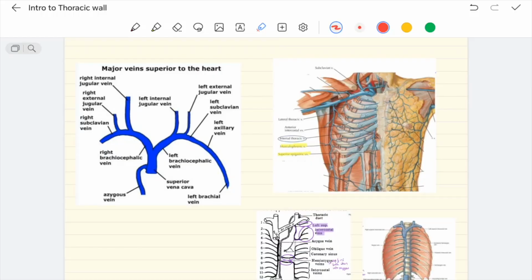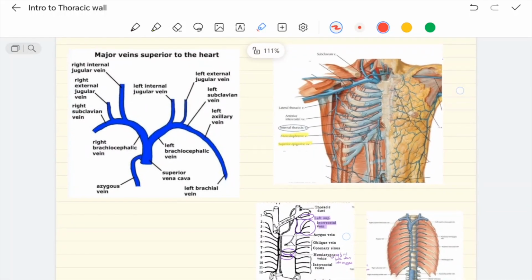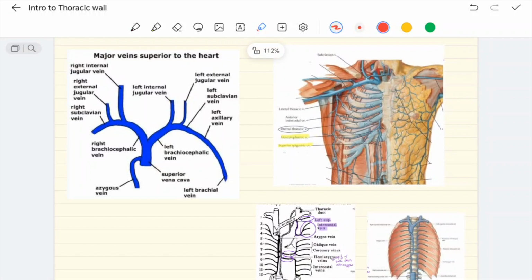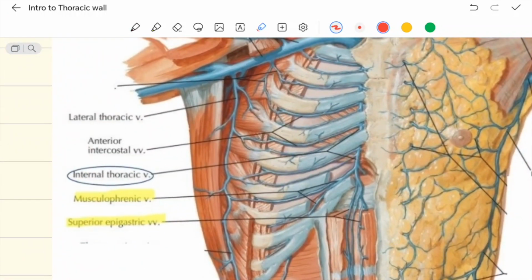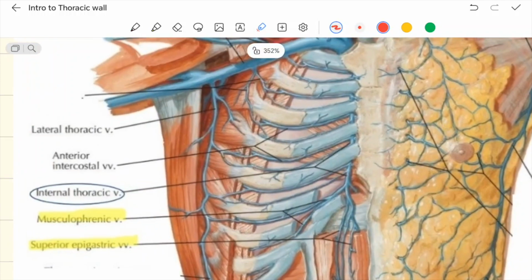Everyone, I'm going to be going over the veins part in the Introduction to Thoracic Wall lecture. So we're going to start from this point. We have the musculophrenic vein and the superior epigastric vein. They will join to form the internal thoracic vein.